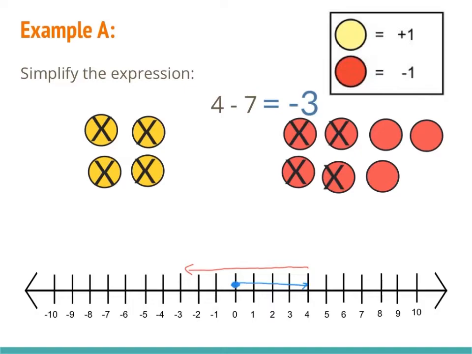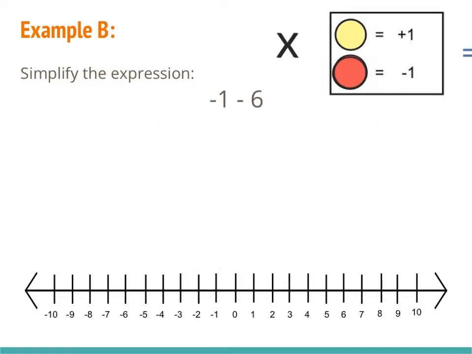Let's take a look at example B. Here we are at example B, and again it says to simplify the expression negative 1 minus 6, or negative 1 negative 6. Either way you look at it, they both mean negative, they both mean subtraction. It's the same symbol. So now again, I'm going to use two methods. I'm going to use counters and I'm going to use a number line.